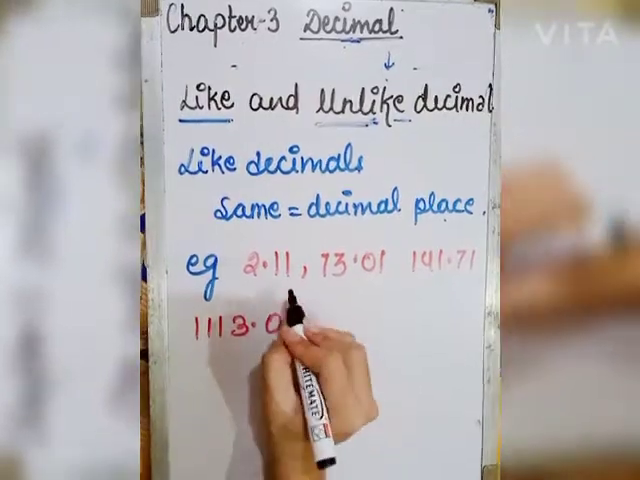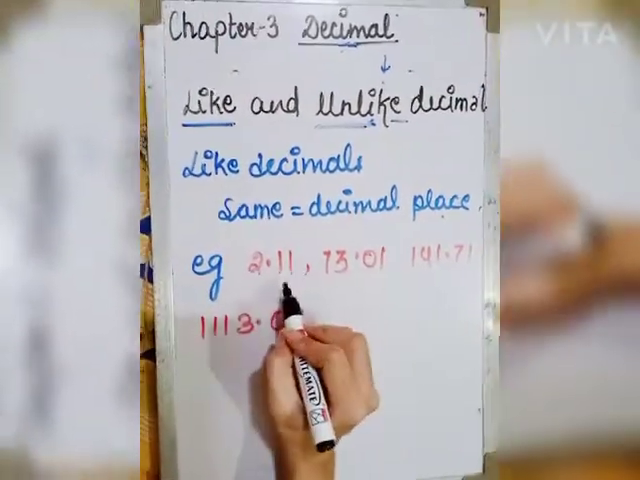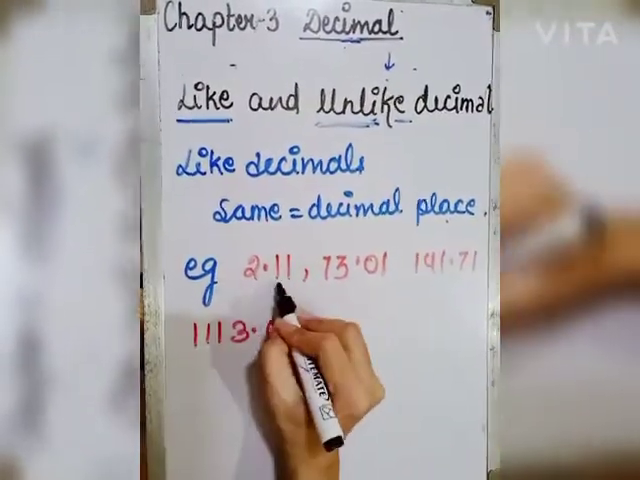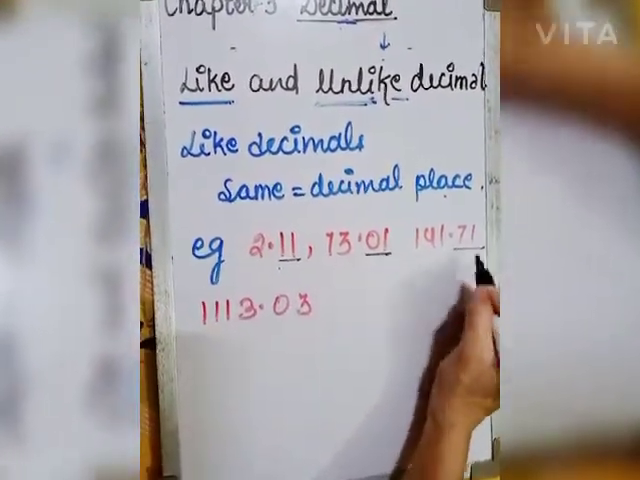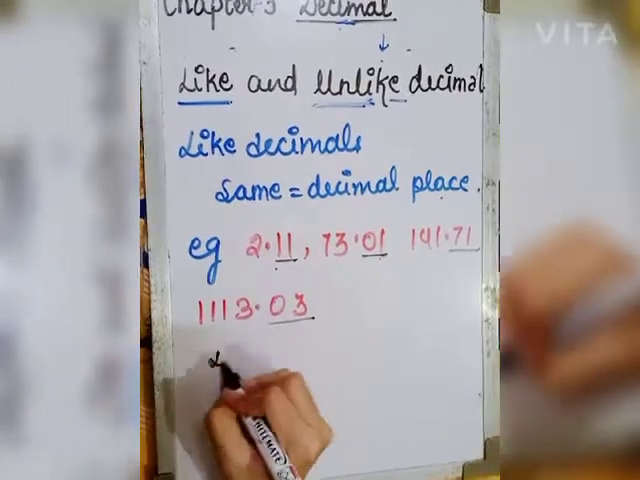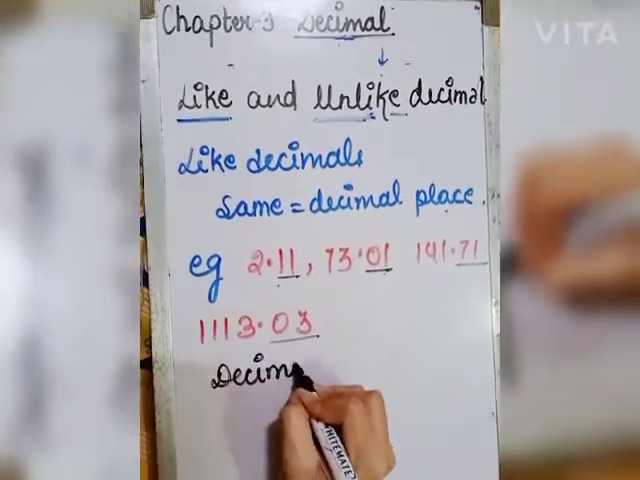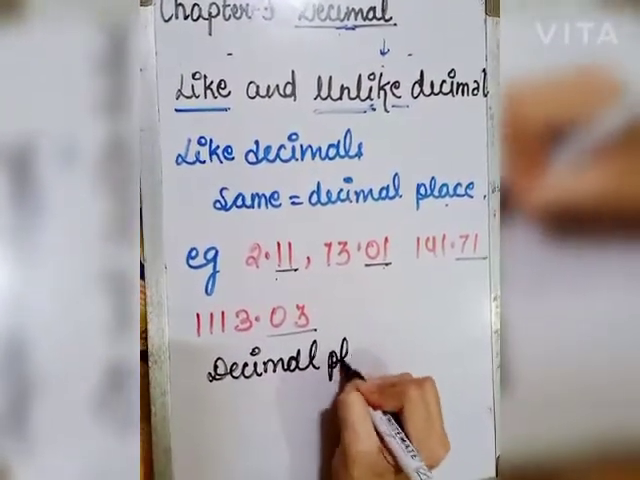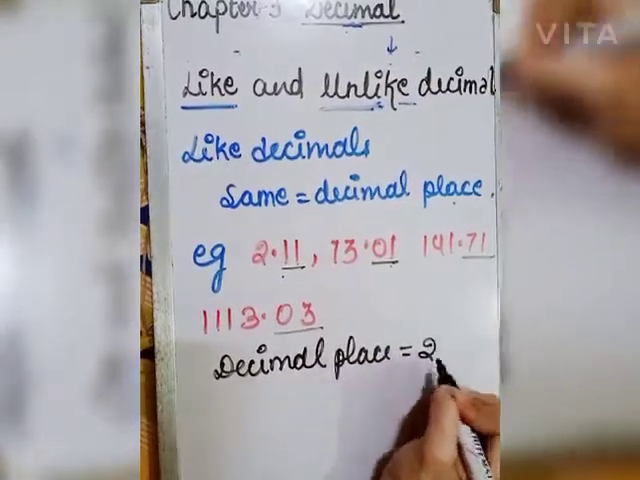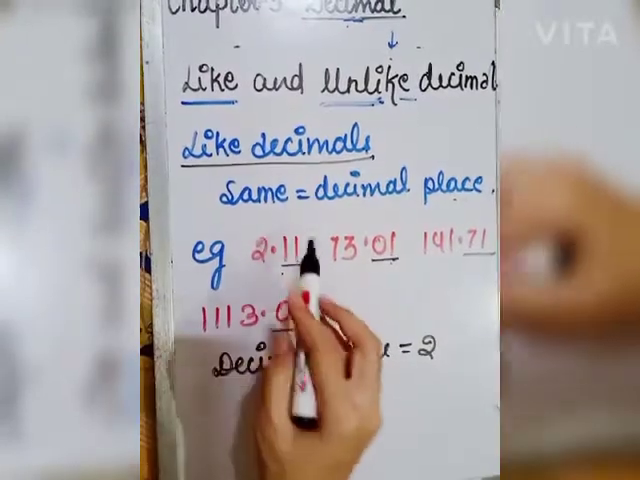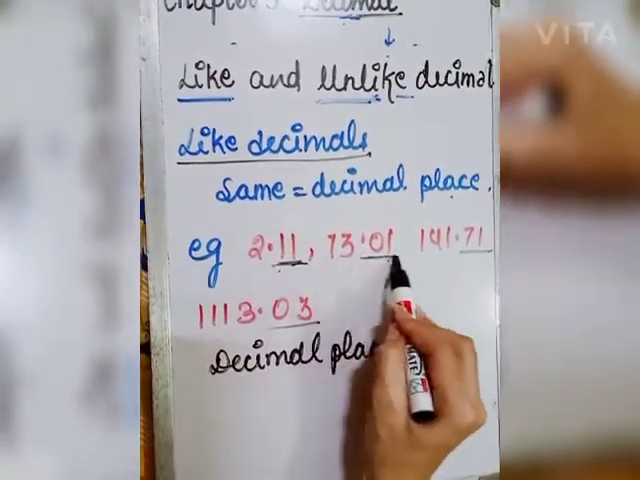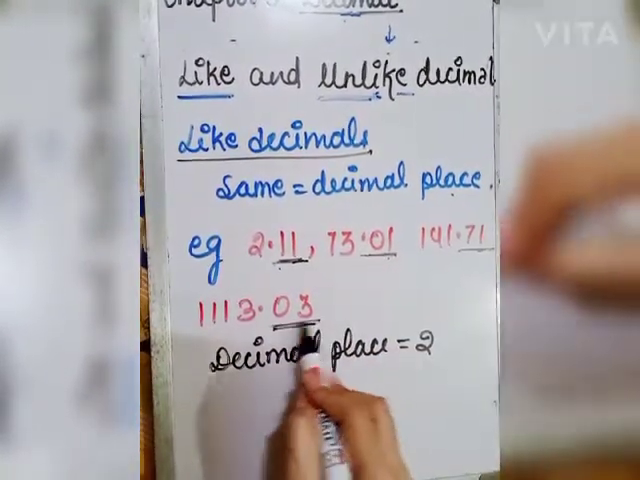Now see here. What are the decimal places? In each number, the decimal places are equal. 2 here, 2 here, 2 and 2. The decimal places in these numbers are 2. That means they are the like decimals. What are the like decimals? जिनकी decimal places same होती हैं.